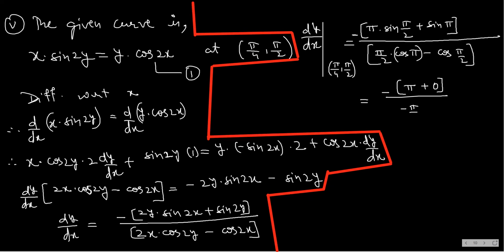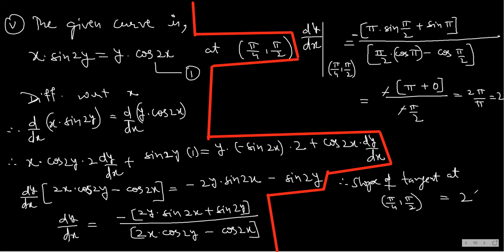So now what I have, see this minus and minus cancels. I will get 2 pi upon pi, that is 2. So what we got? The final slope that we got, slope of the tangent is 2. So I will write therefore slope of tangent at (pi by 4, pi by 2) is equal to 2. This is m. Can I get the equation now?